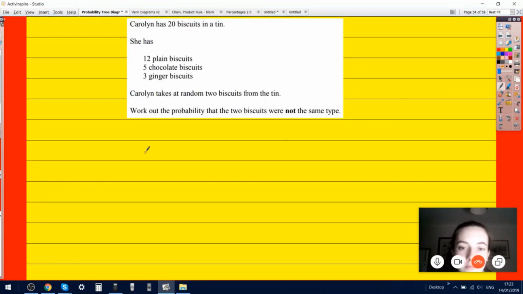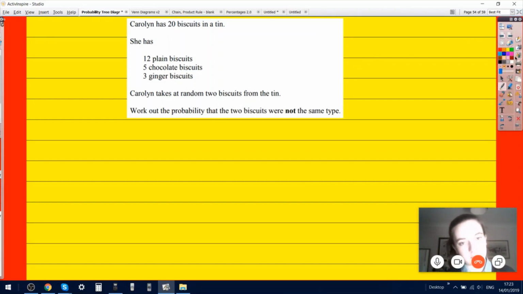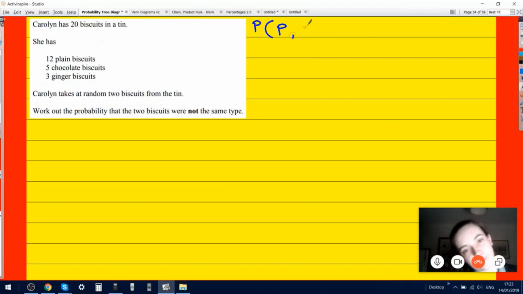This one, not the same. How would you go about that? So it could be P and C, or P and G, or C and G.